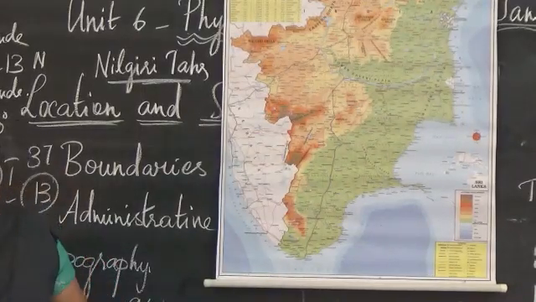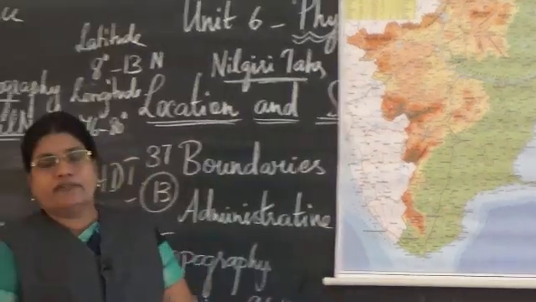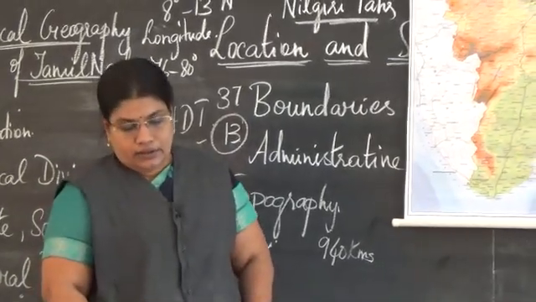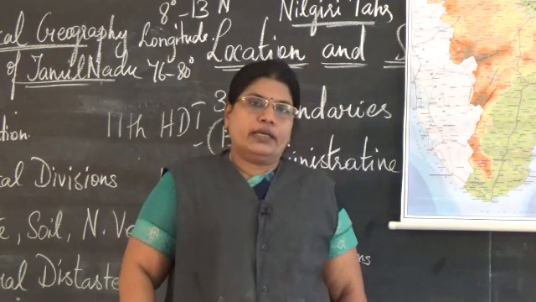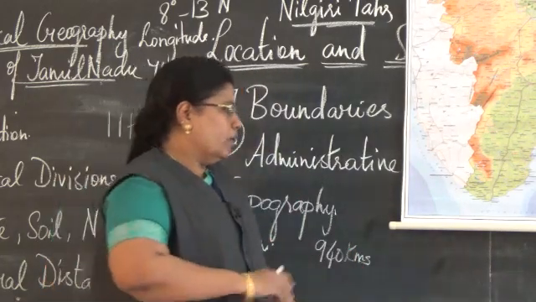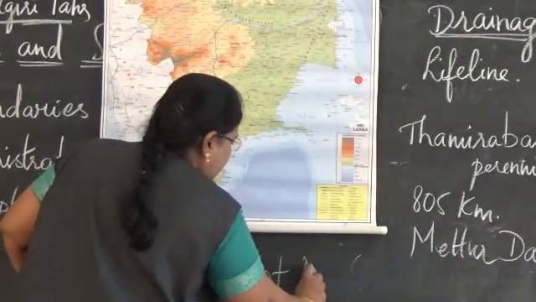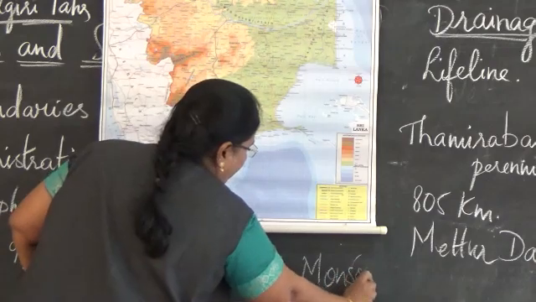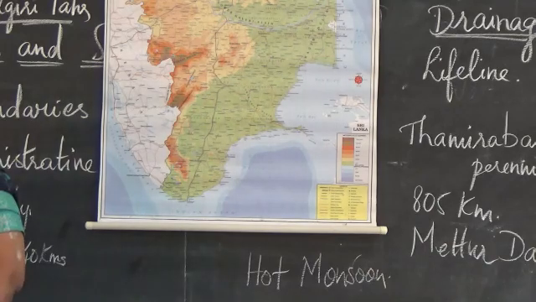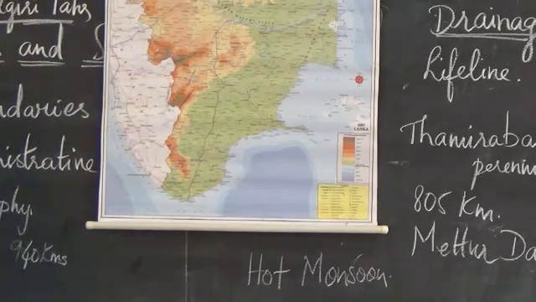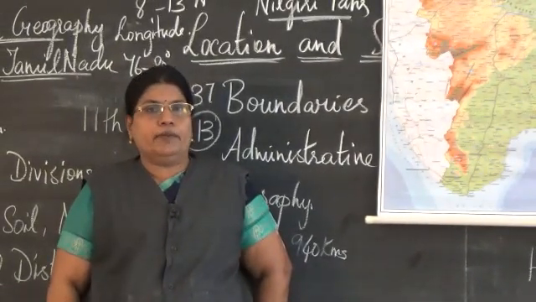Next we focus on the topic climate. Already you know that the Tropic of Cancer roughly divides India into two equal halves, and you know India is located in the tropics. So throughout the year we experience a hot climate, otherwise called monsoon or tropical climate, because we lie in the tropics. As India receives the vertical rays of the sun, throughout the year we experience a hot climate.